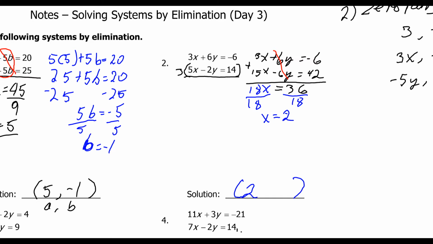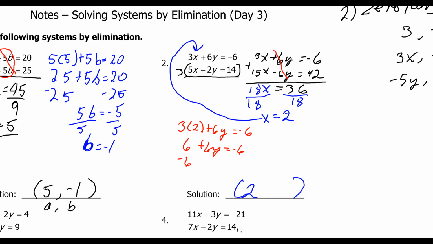Alright, so we take this 2 that we just came up with, and we plug it in back at the top. That's going to be 3 times 2 plus 6y equals negative 6. We got 6 plus 6y. So we're going to subtract 6 from both sides, and we've got 6y equals negative 12. At that point we can come up with y equaling negative 2 pretty quickly. We just divide each side by 6.